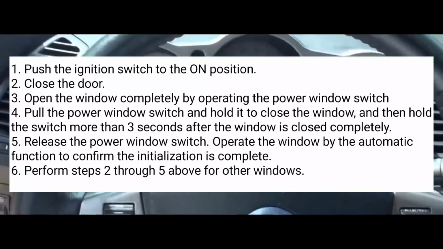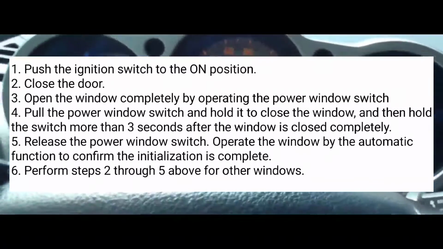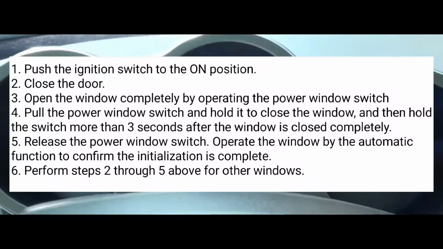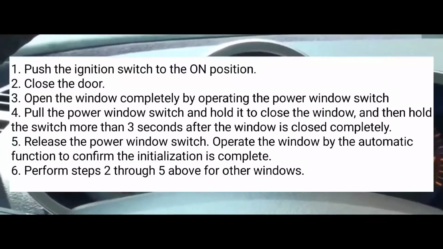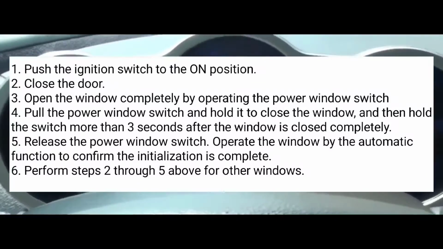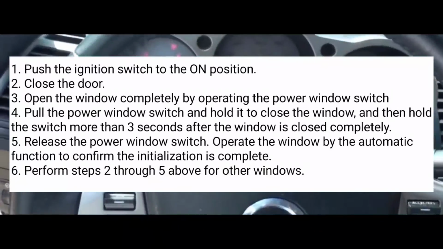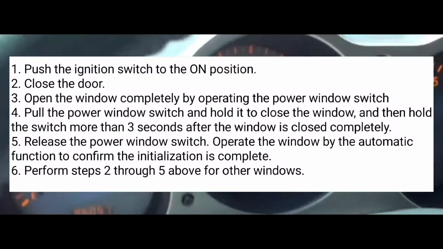Number one, you're going to push the ignition switch to the on position. The on position is the position before the crank. It's the position where all the lights on your dash are on, but the engine is off. The engine is not started. Next, you're going to close the door.